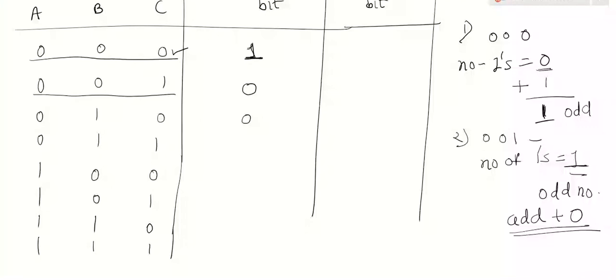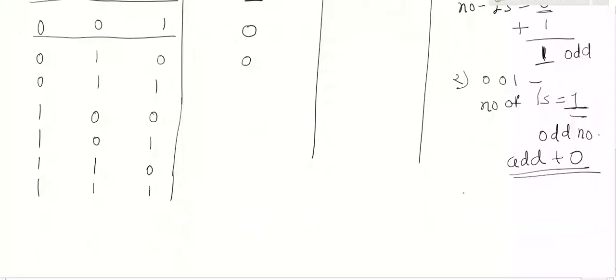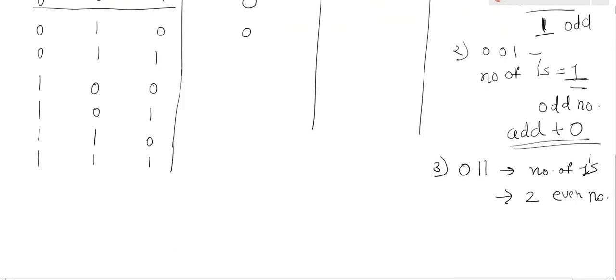Now the next number, 0, 1, 1. Let's take the example, the third one, 0, 1, 1. In this number, the number of ones is 2, and 2 is an even number. Now in the odd parity bit, I have to transfer an odd number of ones.